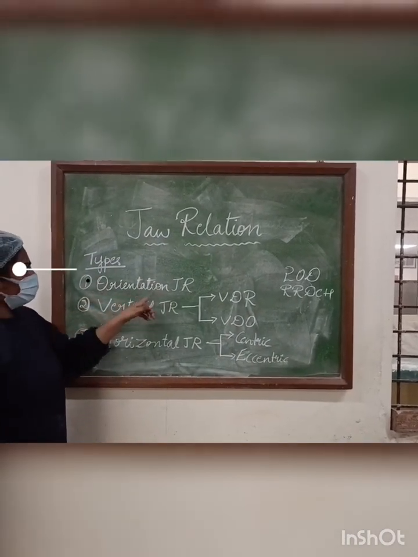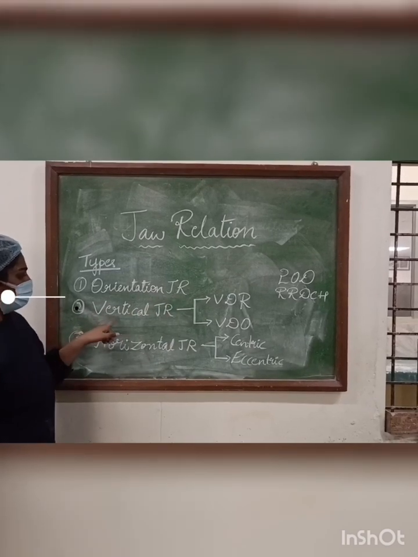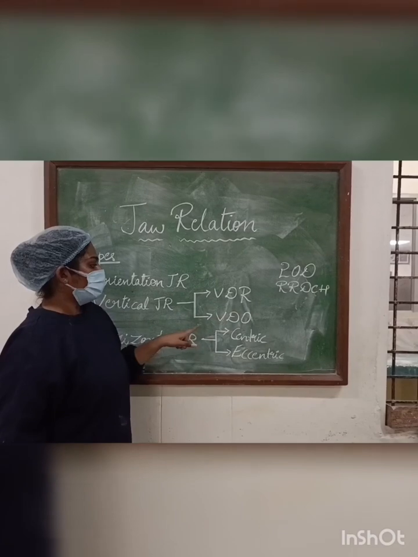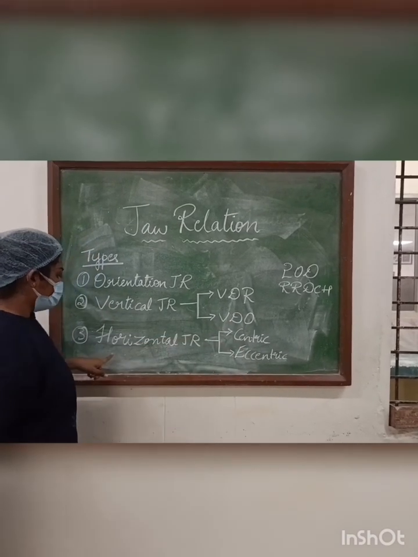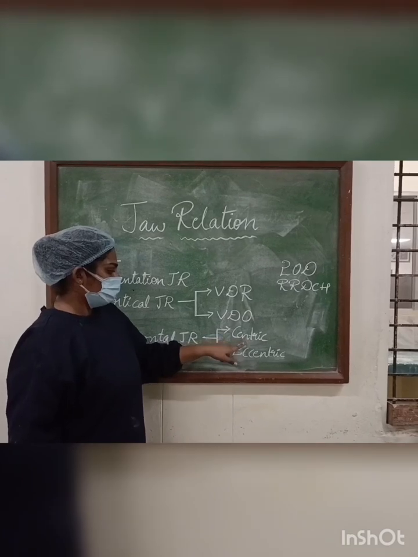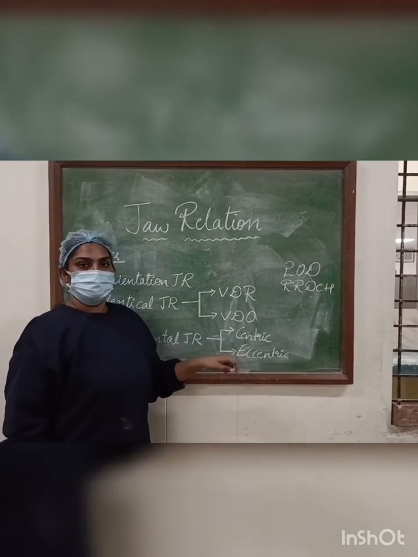First one is orientation relation, second one is vertical relation. In vertical relation, there are two types: vertical relation at rest and vertical relation in occlusion. And the third one is horizontal relation. Horizontal relation is of two types: first, centric relation, and second, eccentric relation.